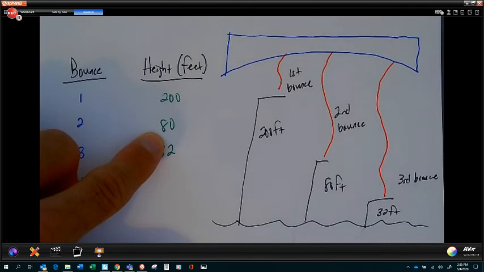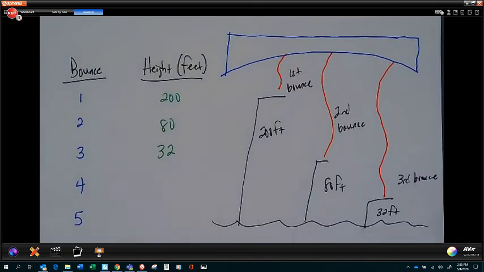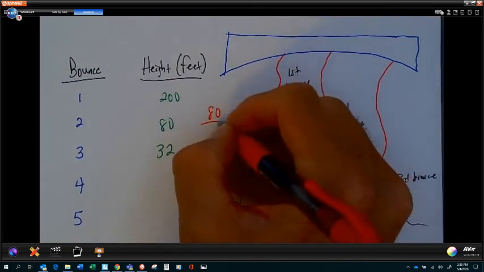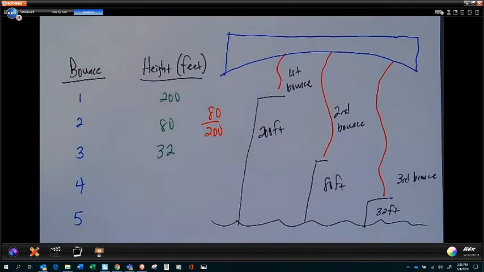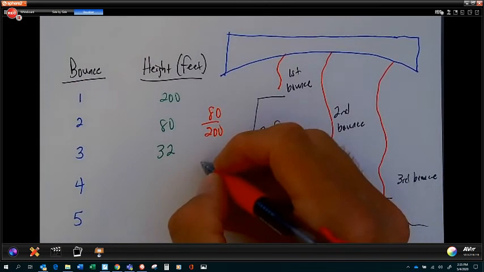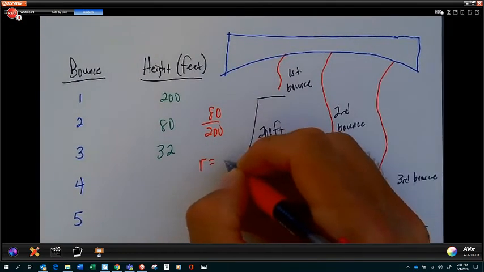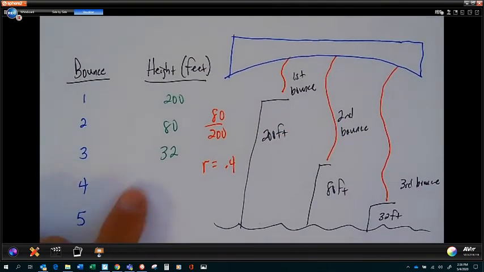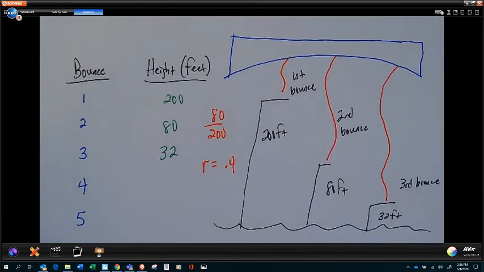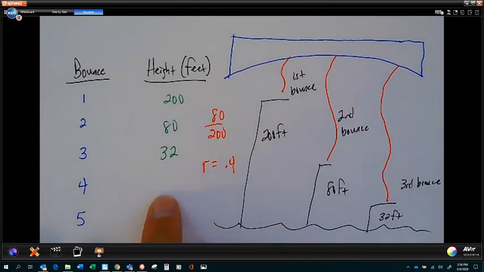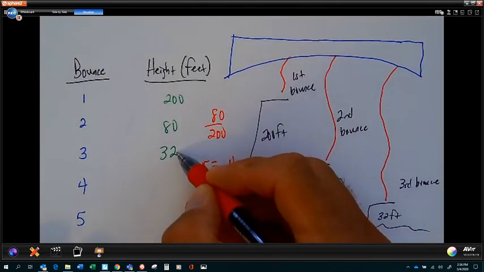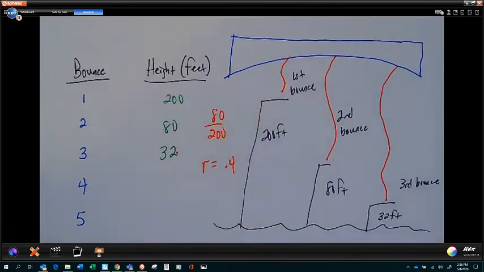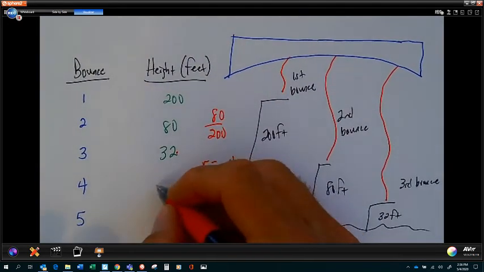So I need to find the ratio, and I'm going to put my 80 on top and my 200 on the bottom, and I'm going to calculate 80 divided by 200 equals 0.4. So my common ratio is equal to 0.4. So let's multiply 80 times 0.4. 80 times 0.4 equals 32. So to get my next term, I need to take the previous term and multiply it by 0.4. So 32 times 0.4 is going to give me 12.8.